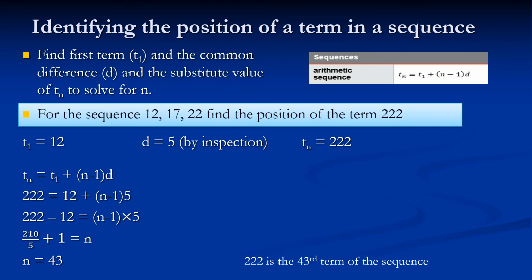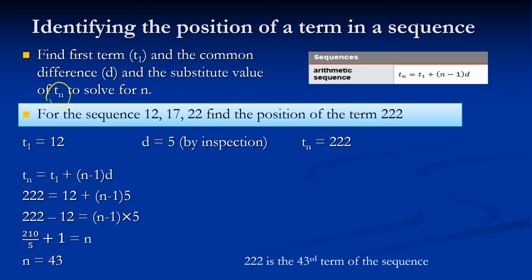Let's identify the position of a term in a sequence. So what we're going to do is find the first term and then the common difference and substitute the value of the term number to solve for n. So for the sequence 12, 17, 22, find the position of term 222.